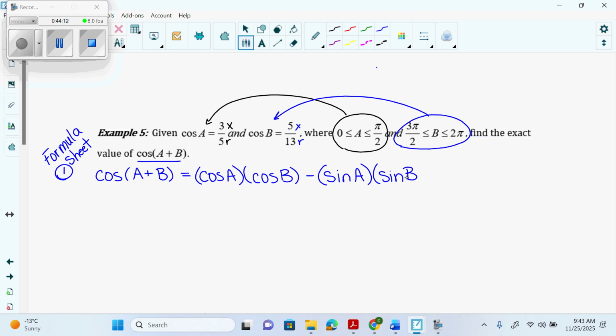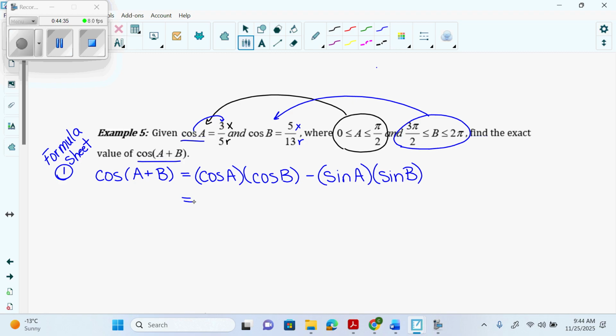So if I can get people to go to the formula sheet, I can usually get them to fill in half of the equation. Because what did they give me already? The answer to cos A and the answer to cos B, correct? So they say cos A equals 3/5. So wherever I see a cos A, I can replace it with a 3/5, correct?